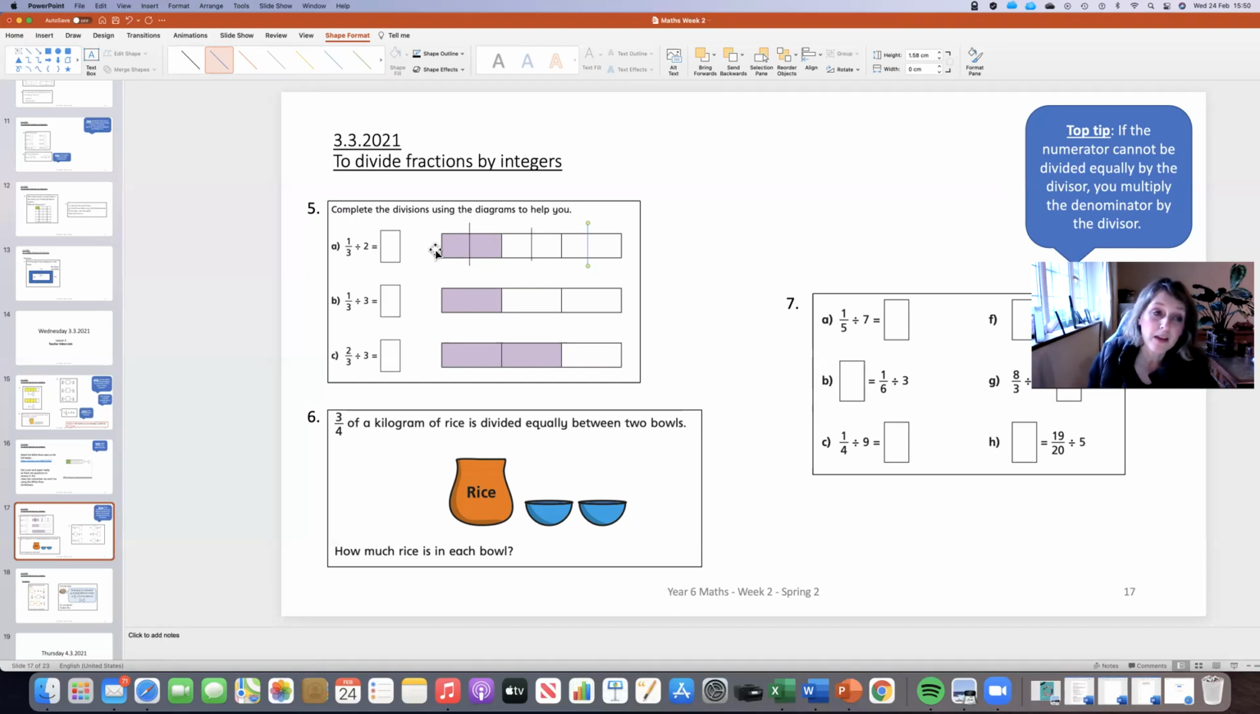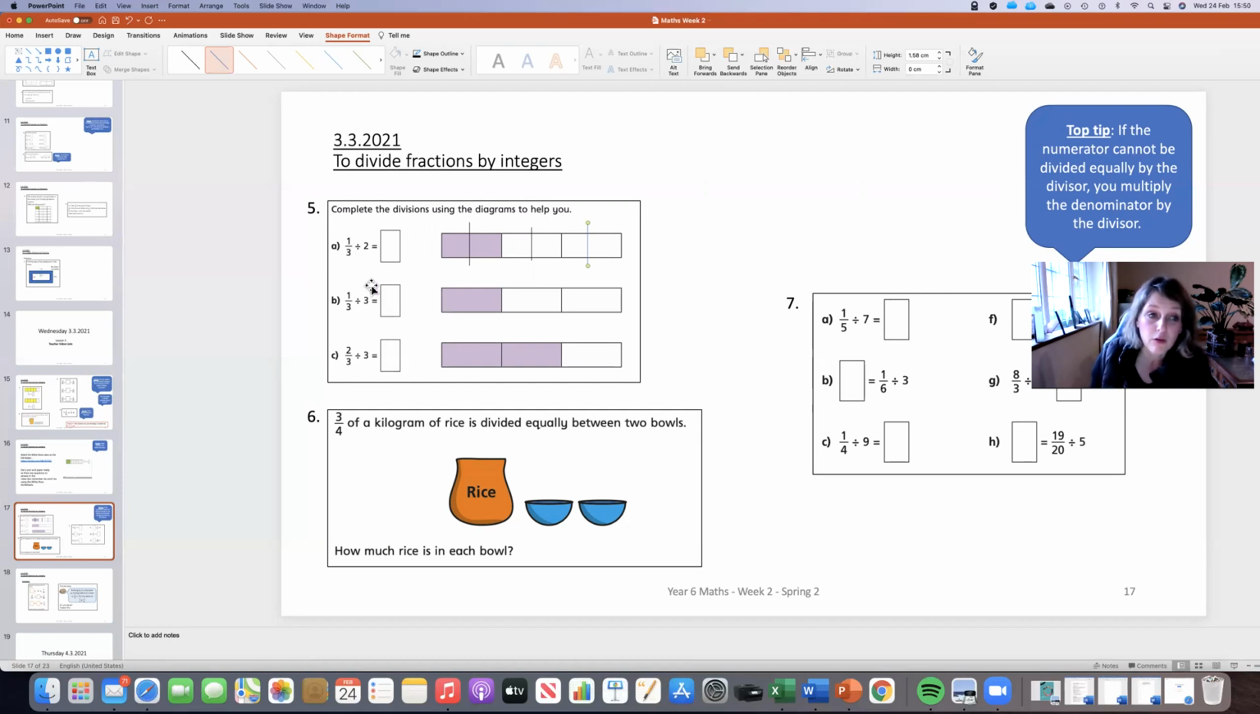So what you will probably notice is that 1/3 divided by 2 equals 1/6 is exactly the same as saying 1/3 multiplied by 1/2. Because remember, if you're dividing something by 2, you're actually halving it, aren't you? There's a top tip there.